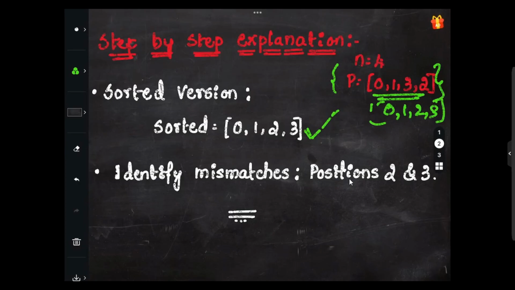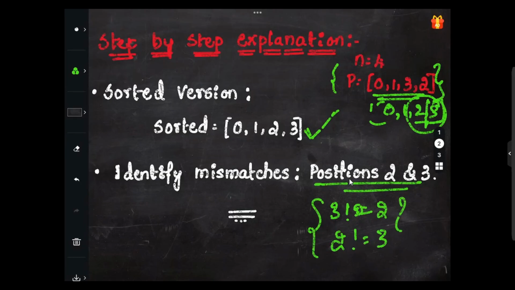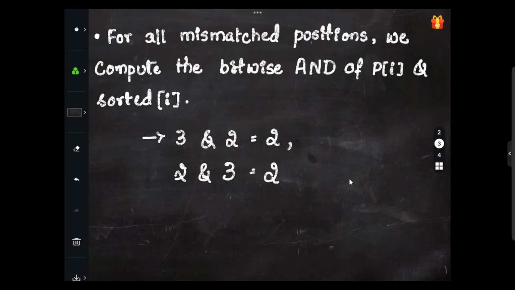Then we will identify the mismatches. Here, the mismatch is at positions 2 and 3. These two are the ones I'm speaking of. We have the mismatch at positions 2 and 3, meaning 3 is not equal to 2, and 2 is not equal to 3.